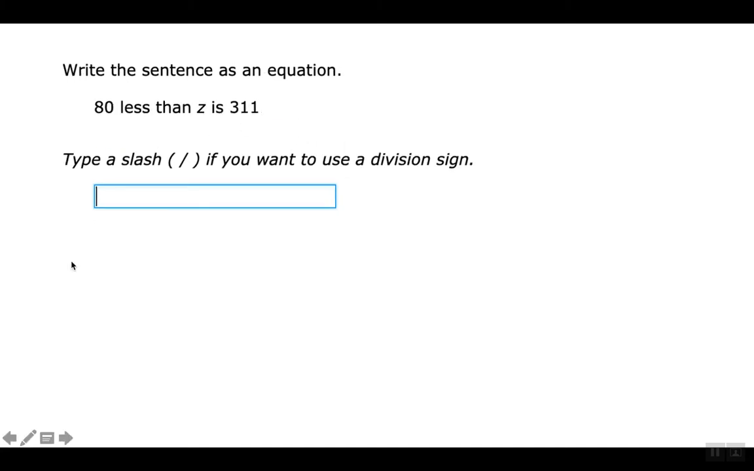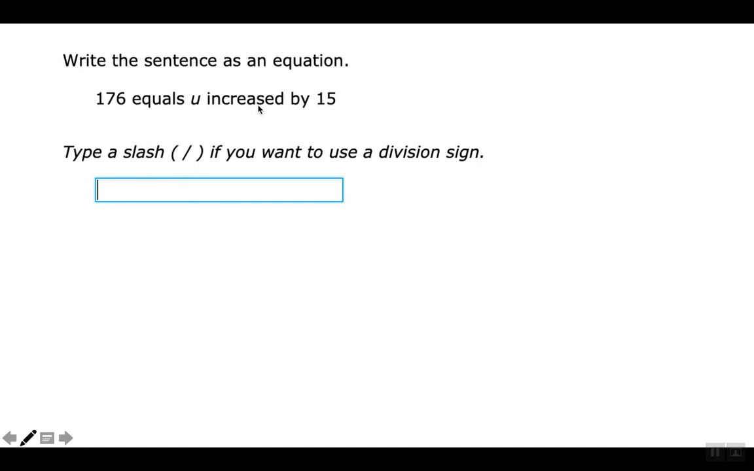Okay, 80 less than Z. So as soon as I see 80 less than, a la vez que yo veo 80 menos que, that's going to be this, 80 less than. The Z goes in the front. La Z lo pongo al frente. 80 less than Z is equal sign 311. Oh yeah. There we go. Okay. Next one.